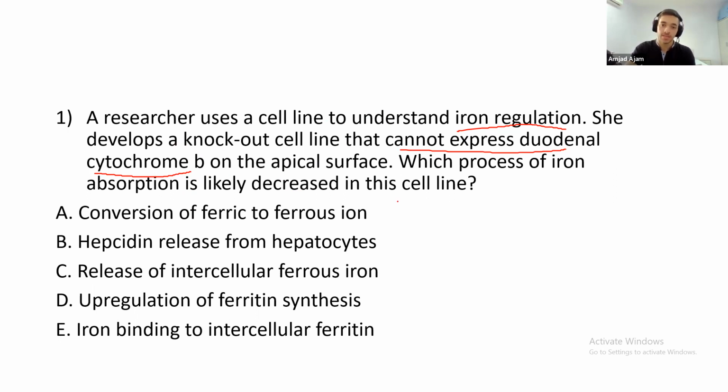Exactly, it's A. Because the duodenal cytochrome B converts the ferric iron to ferrous iron so that we can absorb it. Because remember, our body can only absorb ferrous iron, the Fe2+. And most of the iron in the food is in the ferric state, so we need something that converts it. So this is the duodenal cytochrome B. This is the easy one. Actually, this is a previous question in the final.